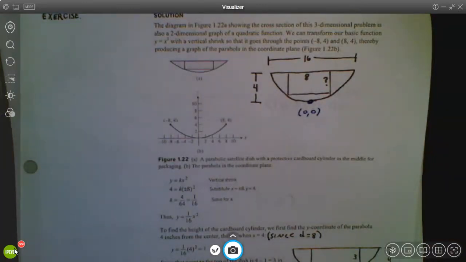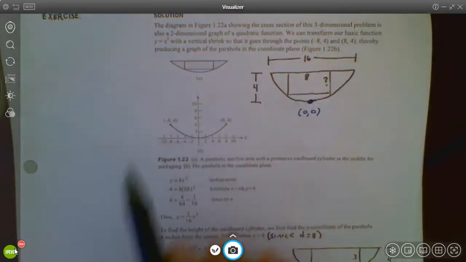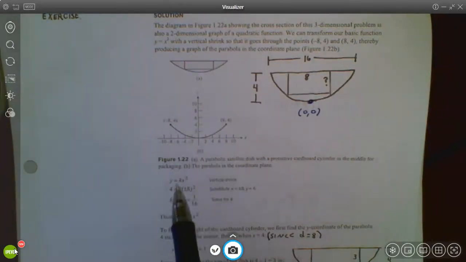this k represents our vertical shrink that we got going on here. So we have to figure out what that shrink is, because obviously this is not the typical parent function of a parabola, right? It's like it's been flattened. Okay, so we had to figure out what that k value is.